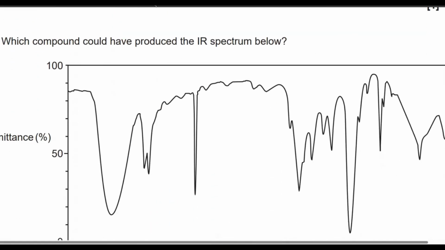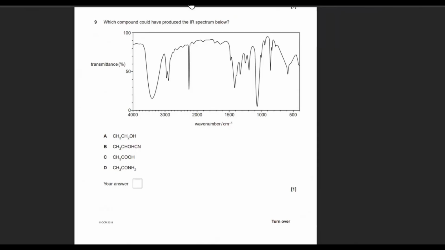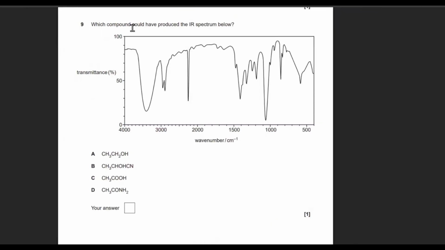Okay, which compound could have produced, let me zoom out. Which compound could have produced the IR spectrum below? We've got the transmittance on the left and the wave number underneath. So what is this? This is ethanol. So it's an alcohol. This is, what is that? Hydroxypropanenitrile. And then we've got ethanoic acid or carboxylic acid, basically. And then we've got an amide here. What's that? Ethanamide. So yeah, we've got an alcohol, hydroxynitrile, a carboxylic acid, and an amide.